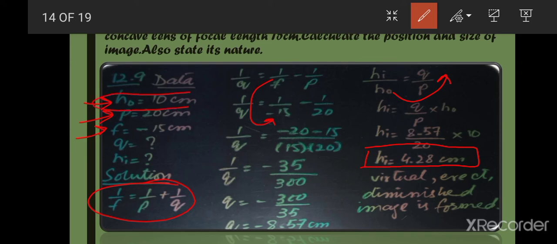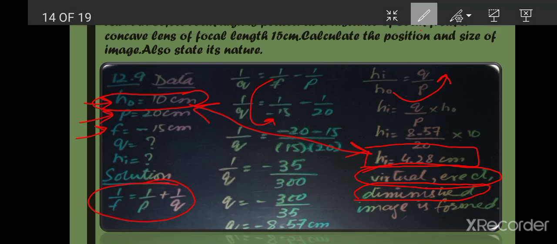Compare the heights of object and image, 10 and 4. It means the size of the image is reduced as compared to the size of the object. So we can say that the image is diminished. The image lesser in size is called a diminished image. A concave lens is there, so it will form virtual and erect images. Hence we can write the nature of image as: a virtual, erect and diminished image is formed.